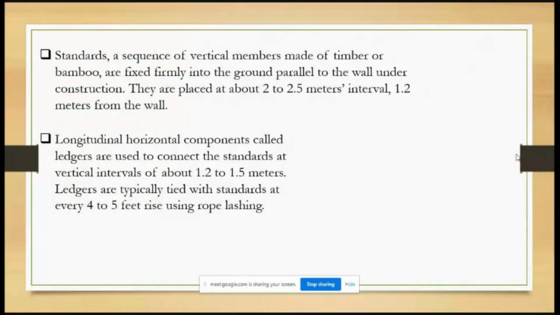So first is standards. Standards, a sequence of vertical members made of timber or bamboo, are fixed firmly into the ground parallel to the wall under construction. They are placed at about 2 to 2.5 meter intervals, 1.2 meters from the wall. The longitudinal horizontal components are called the ledgers. They are used to connect the standards at vertical intervals of about 1.2 to 1.5 meters. Ledgers are typically tied with standards at every 4 to 5 feet rise using rope lashing.